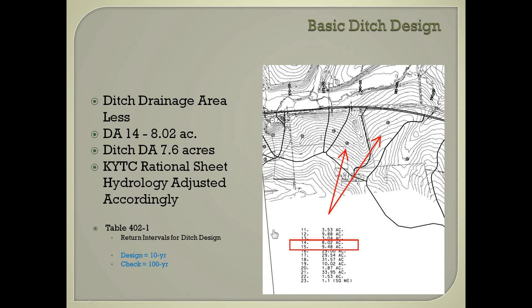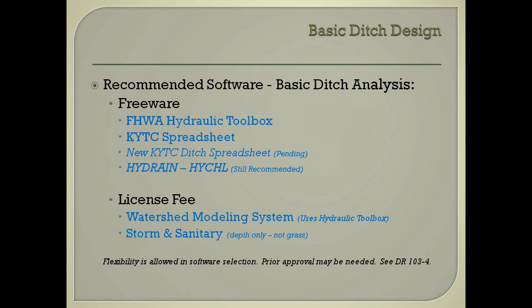Another note was, of course, that a ditch is going to have a little bit different drainage area depending on where you're catching the flow in the ditch. This is the inlet ditch, so it had the flow from drainage area 14 minus a little bit. So the drainage area modeled is 7.6 acres. And let's see, it was adjusted. The other note would be that the design for ditches is the 10-year design, and of course the check is the 100-year. We'll get into the details of this a little bit in the next slide.